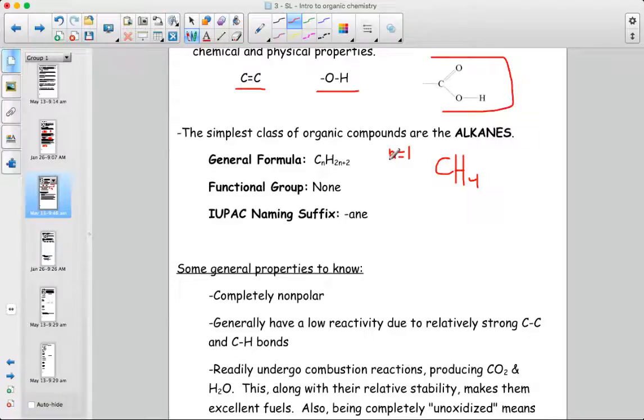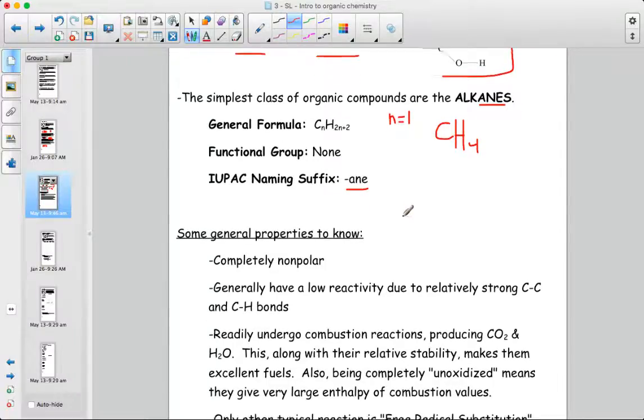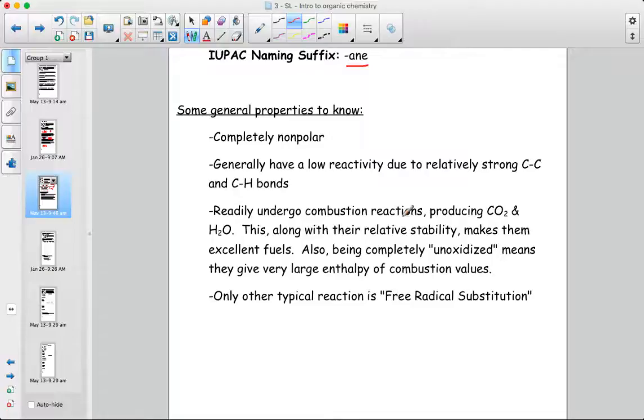If you plug in a 2 instead, you get C2H6, C3H8. So it's a way of figuring out the molecular formula very quickly. And as the name suggests, whenever you name one of these alkanes, it's always going to end in "ane" for the suffix.